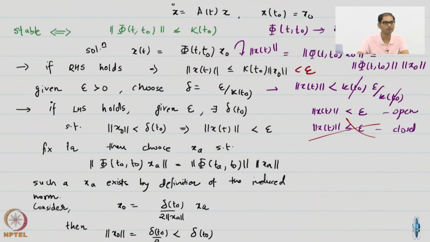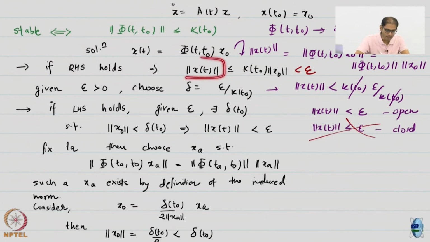I need norm x to be less than epsilon. From this I can in fact directly get what I need my x0 to be smaller than, because x0 has to be smaller than epsilon over kt0 for this to happen. Okay. So I have simply used these inequalities.